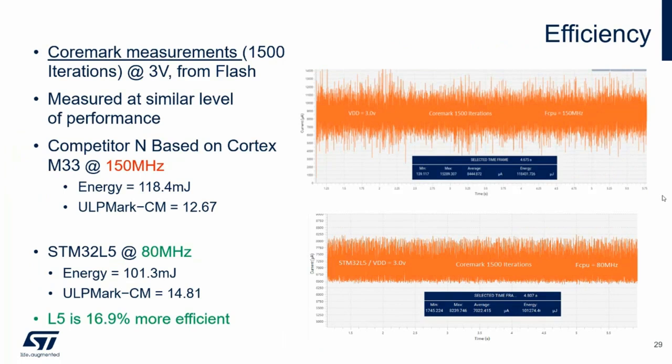Here is another comparison of STM32L5 and one of our competitors that is also based on Cortex-M33. The conditions are the same. Both microcontrollers are executing 1,500 iterations of CoreMark. The VDD voltage is 3 volts and the code runs from flash. L5 runs at 80 megahertz and the other device at 150. And as you remember from before, they have the same performance level at those frequencies. From the ULPMark-CM score, it turns out that L5 is 16.9% more efficient. I will now hand over to Simon.